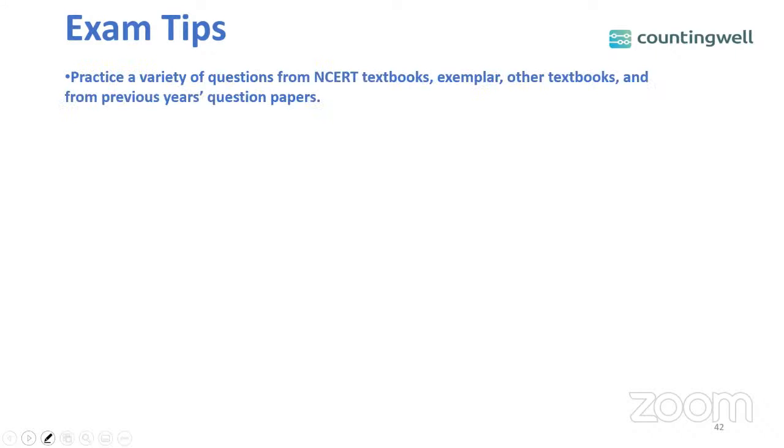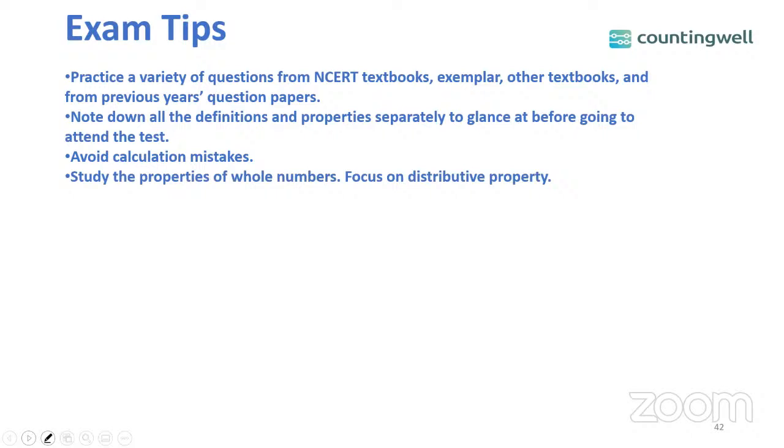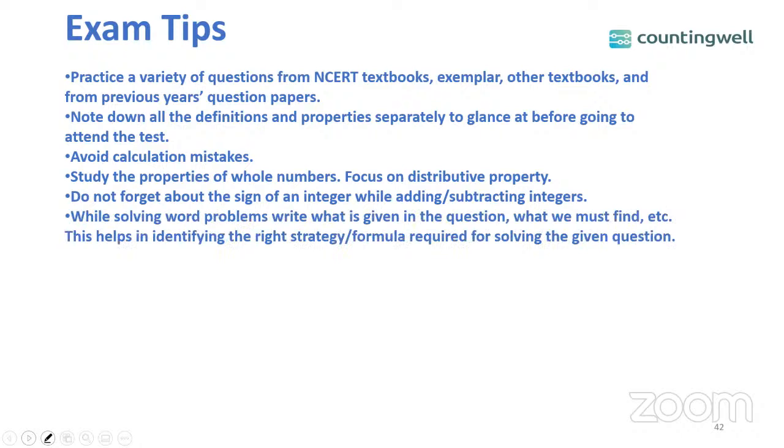Let us see some exam tips for these two chapters. You have to practice a variety of questions from NCERT textbooks, exemplar, other textbooks, and from previous year question papers. Then you have to note down all the definitions and properties separately so that you can glance at it before you are going to attend the exam. You have to avoid calculation mistakes, and you have to study the properties of whole numbers carefully and also focus on distributive property. You should not forget about the sign of an integer whenever you are adding or subtracting them.